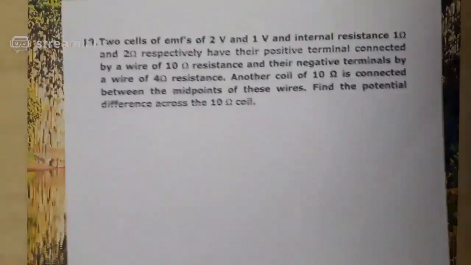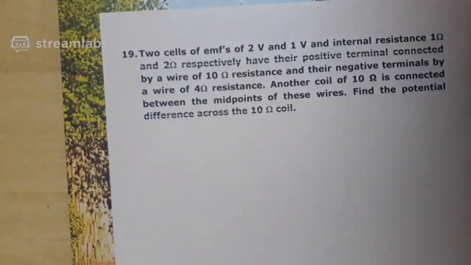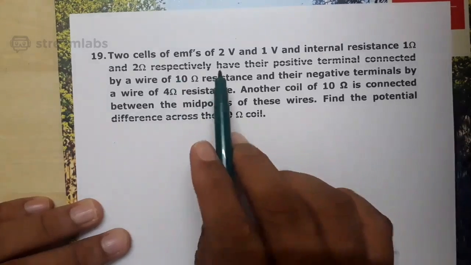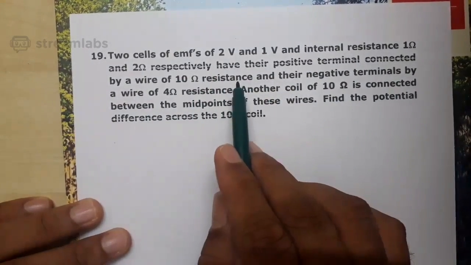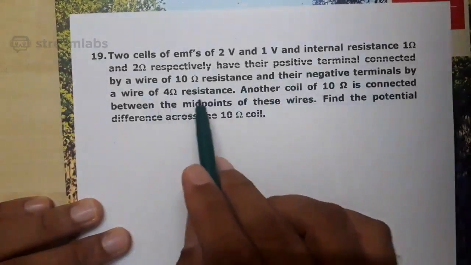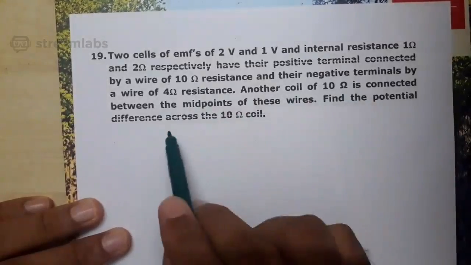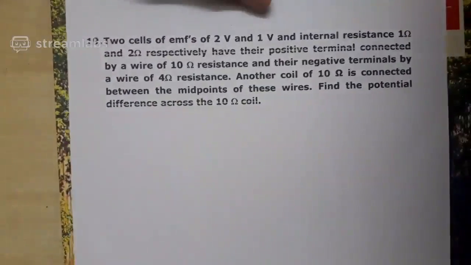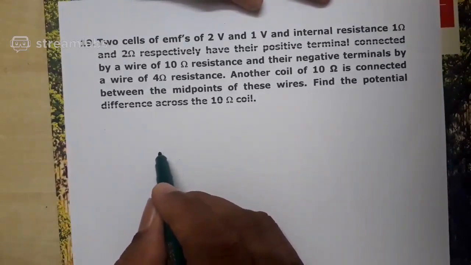Next problem, one more similar type using KVL. Here there is no option, you have to solve using KVL. Two cells with resistances 2 ohm respectively have their positive terminals connected by a wire of resistance 10 ohm and their negative terminals connected by a wire of resistance 4 ohm. Another coil of 10 ohm is connected between the midpoints of these wires. Find the potential difference across the 10 ohm coil. I will just explain the problem. You're going to complete it because this problem is the same as the previous one using KVL and KCL.